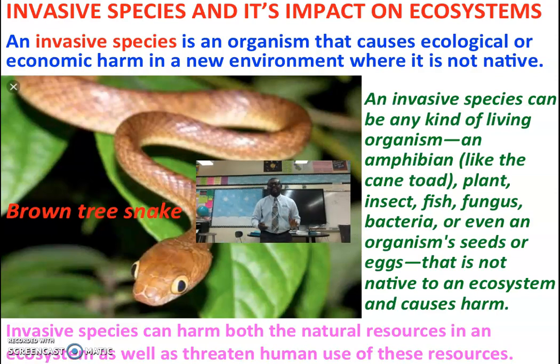So an invasive species can be any kind of living organism. For example, amphibian like the cane toad, plants, insects, fungus, bacteria, or even an organism's seed, all right, which is not native to the ecosystem and it can cause harm to the ecosystem. Okay, so that's an invasive species. They can cause harm to the ecosystem.